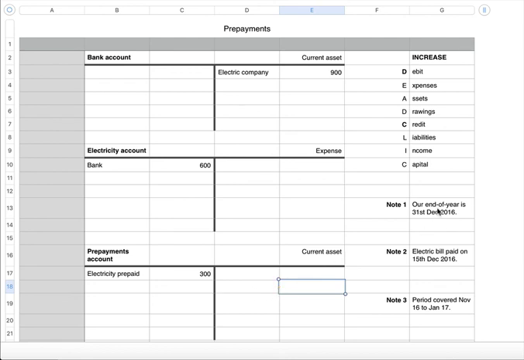So when we come to do our balance sheet for 31st of December 16, we're going to have a £300 balance on the prepayments account, which relates to electricity prepaid for next year's accounts. So, quite a simple example, but hopefully that makes sense. And as I said, we will cover prepayments in a lot more detail later in the year.